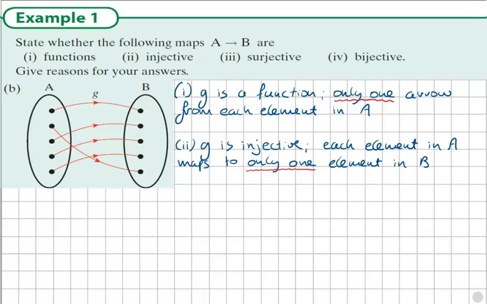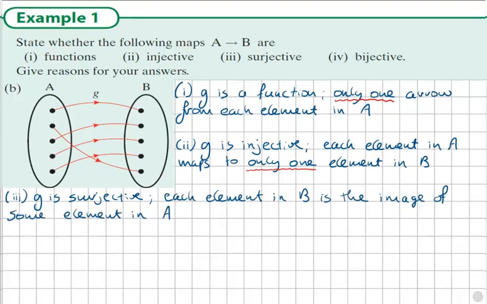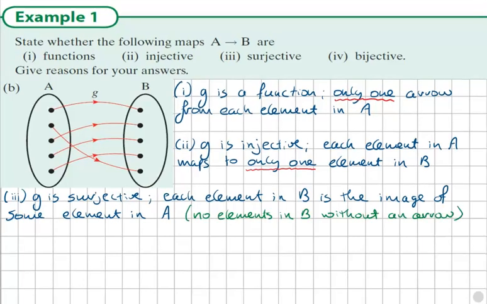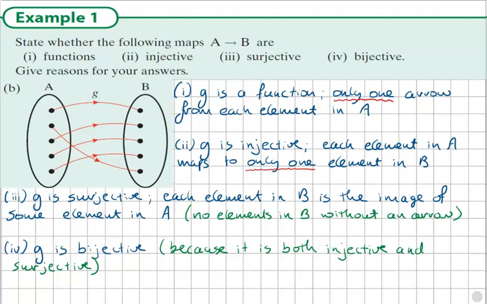So there aren't 2 arrows coming out of any of the elements in A. It is surjective because each element in B is the image of some element in A. So unlike the previous example, there's no elements inside of set B that are missing an arrow. So no elements in B without an arrow. So therefore it must be bijective, because it is both injective and surjective.